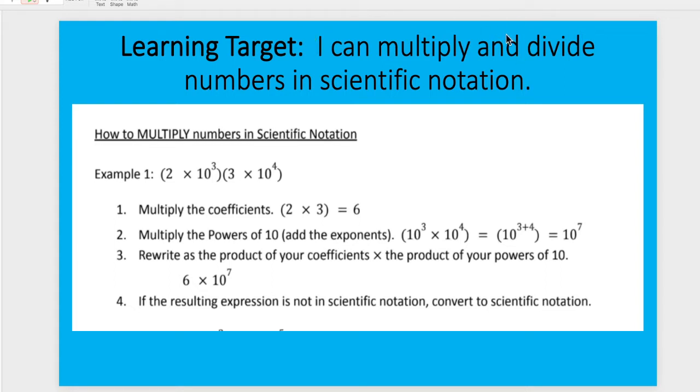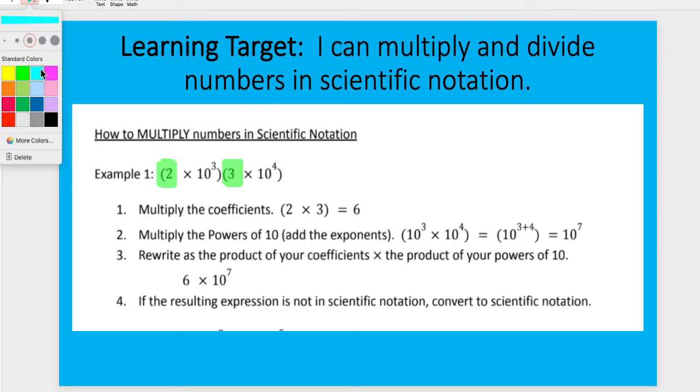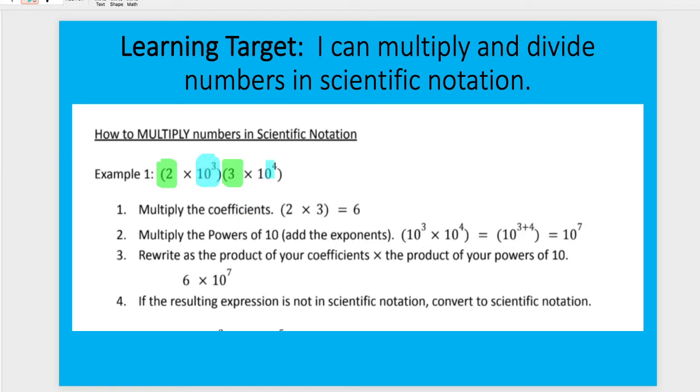So in this first example, you'll notice that we are multiplying these 2 numbers, and I know that we're multiplying because they are surrounded by parentheses. And remember, parentheses next to parentheses means multiplication. So I'm going to go ahead and start by highlighting the coefficients, 2 and 3. And then I'm going to use a different color to highlight the powers of 10. And according to the commutative property of multiplication, we are allowed to change the order in which we multiply numbers.